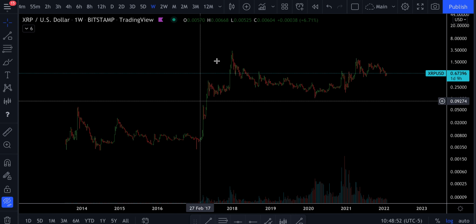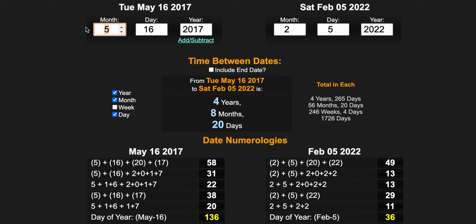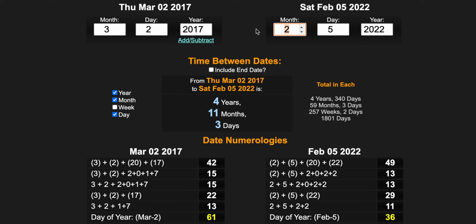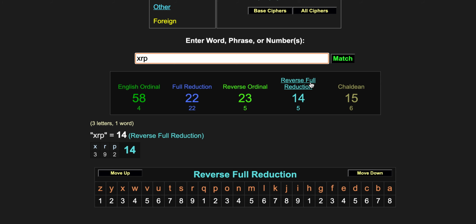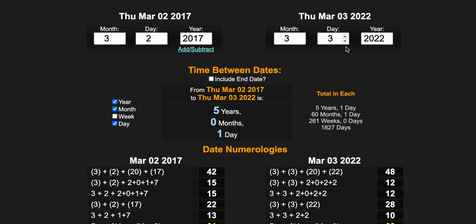or let's just call it March, because that was when the breakout started, March 2nd to this March 2nd, or let's call it March 3rd. This is 5 years in one day, and that could be important, that 5-1 connection. So 5 years, 1 day on the 3-3 date. That 51 and 15, again, coming back to XRP, that could be one way of perceiving it.